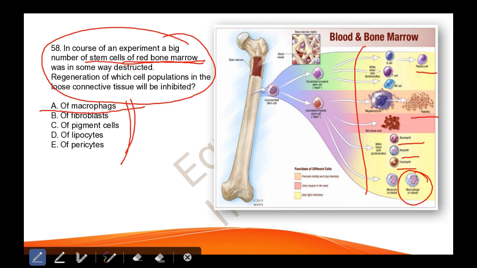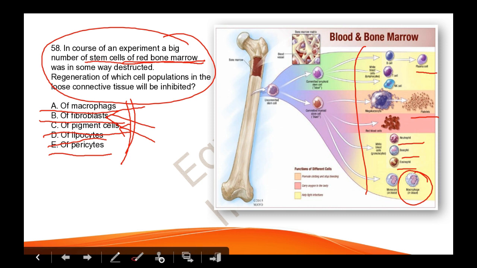But since they are talking only about the red bone marrow, and macrophages are the only cells from these choices that are derived from the red bone marrow, it's easy to tell that the fibroblasts are derived from the mesenchymal cells. The pigment cells, or melanocytes, are derived from the neural crest. Lipocytes are derived from the mesenchymal cells, and pericytes are derived either from the mesenchymal cells or the neural crest.